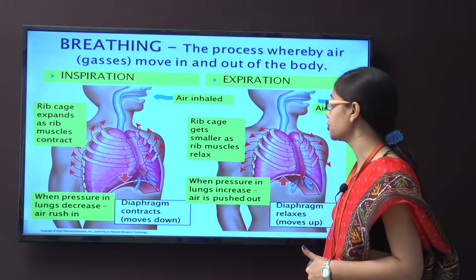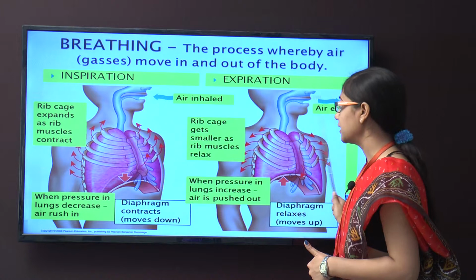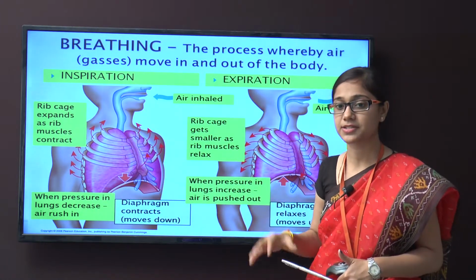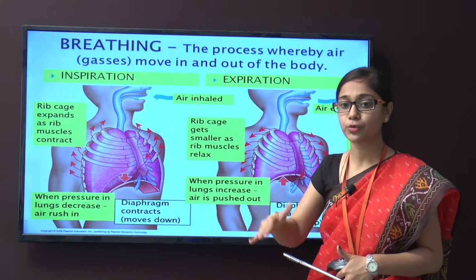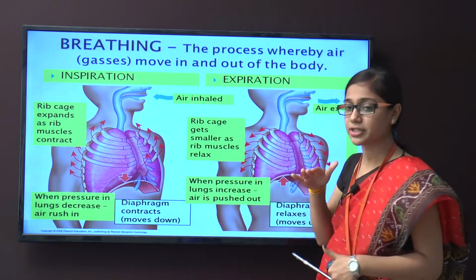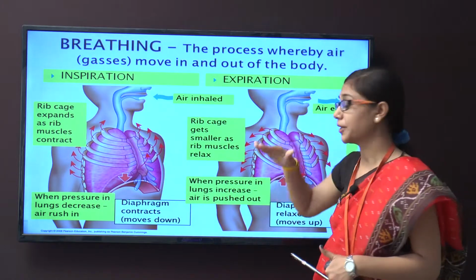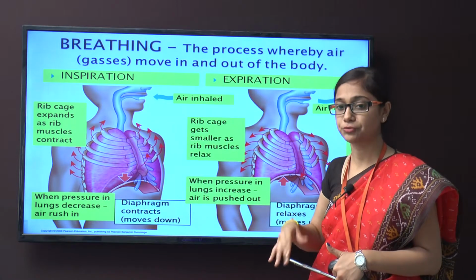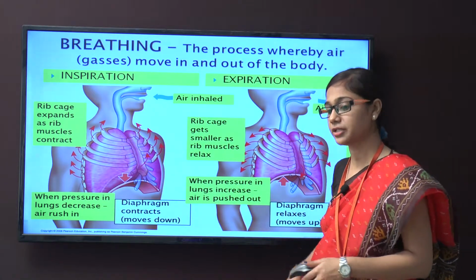And in expiration, air is exhaled, this rib cage gets smaller as the rib muscles relax. This rib cage will go downward and the diaphragm relaxes, that means the diaphragm moves up. The volume will be decreased and the pressure will be increased.